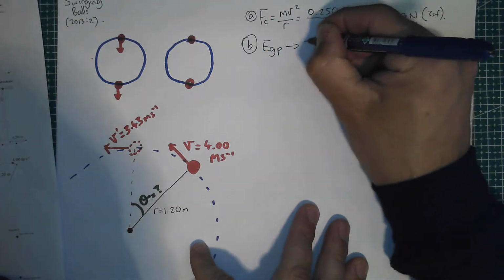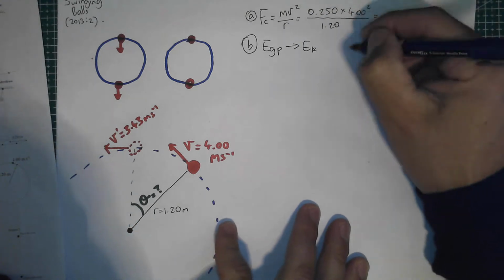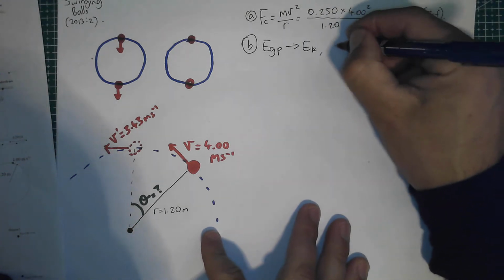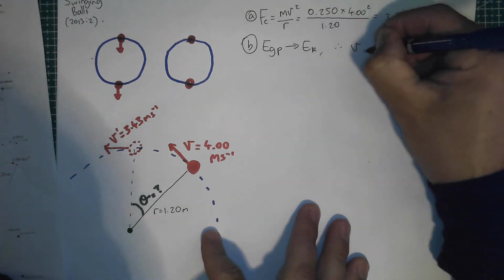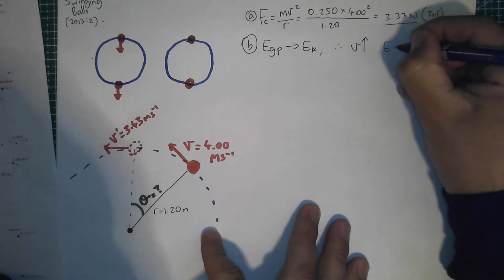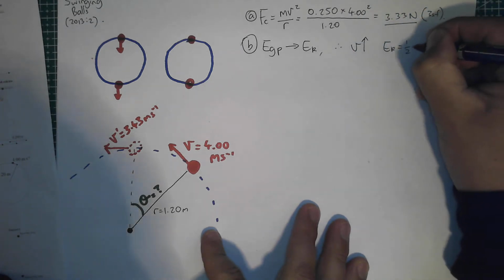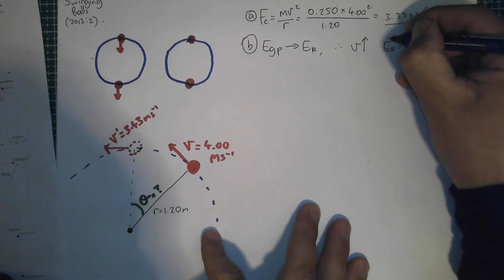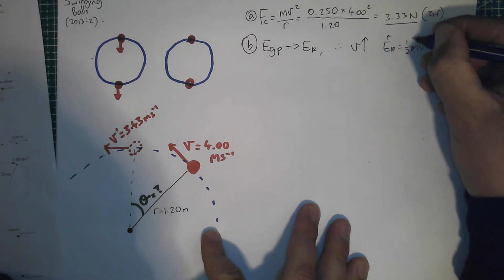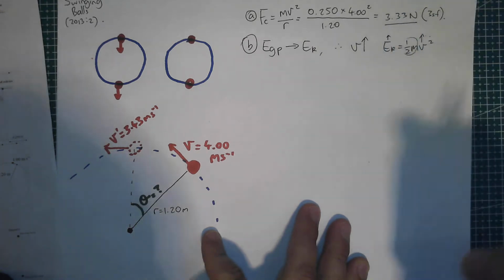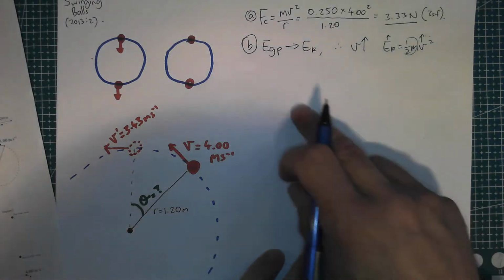EGP has turned into kinetic energy. Therefore, the velocity must have gone up. So if you think about this, EK equals half mv squared. If that's gone up, this remains constant, so this must go up in response.